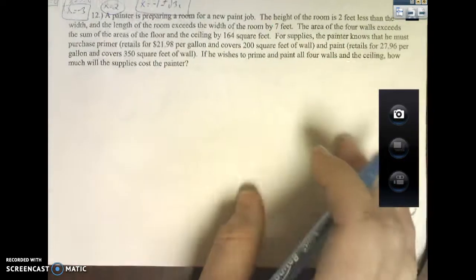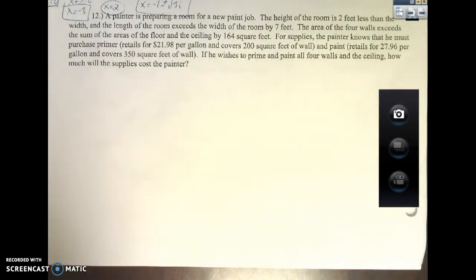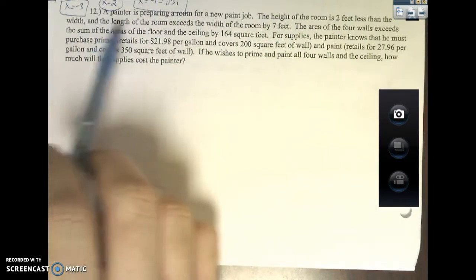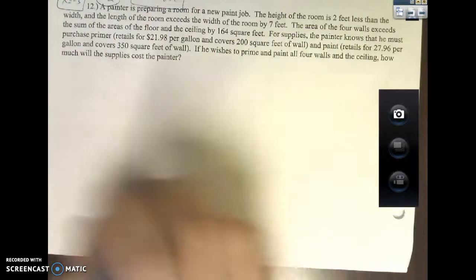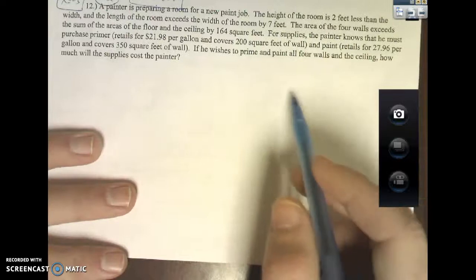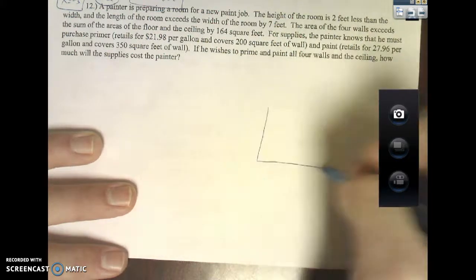This is the grand doozy of them all. This is that more difficult problem I was talking about. I'm going to set this problem up and briefly talk about it. And I want you guys to try and play around with it, and we'll go over it in class a little bit. So, here we go. A painter is preparing a room for a new paint job. The height of the room is 2 feet less than the width, and the length of the room exceeds the width of the room by 7 feet. Okay, let me draw a picture out.